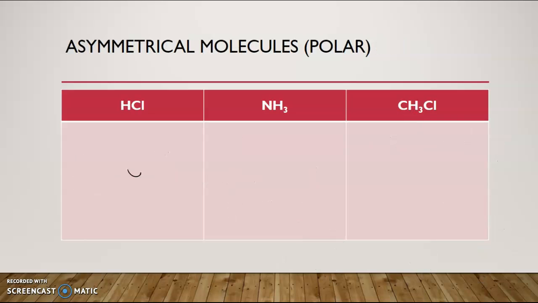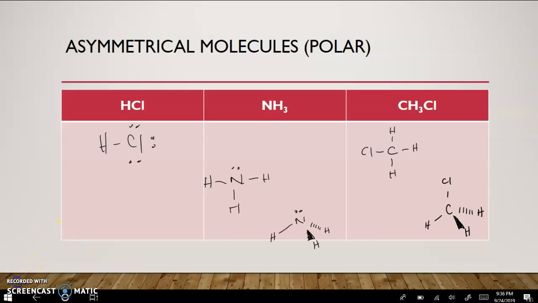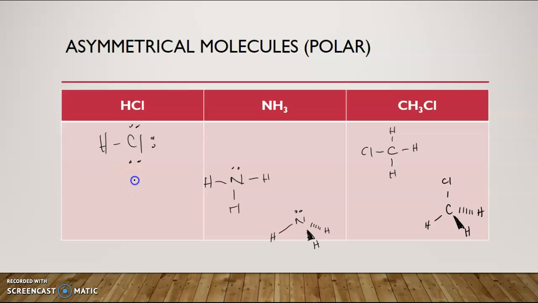Here are 3 examples of polar molecules. So again, take a minute to draw them, and then we will discuss each. Okay, so here are the structures for our 3 polar molecules. HCl, hydrochloric acid, is very easy. You can see that chlorine, having the higher electronegativity value, is going to be drawing its electrons towards the chlorine.